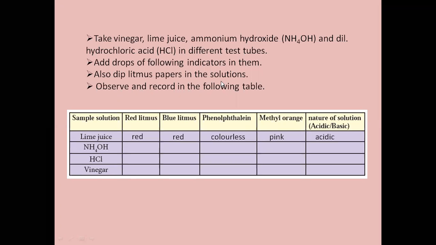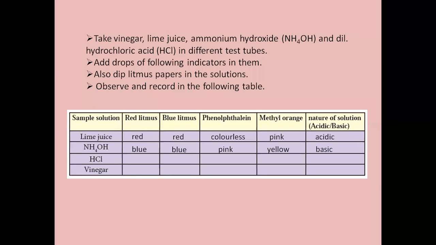Blue litmus paper will remain blue. Very nice. What about phenolphthalein? Pink. Very nice. Methyl orange? Yellow. Very good. And the nature of the substance is basic. Next one also, did you do it?